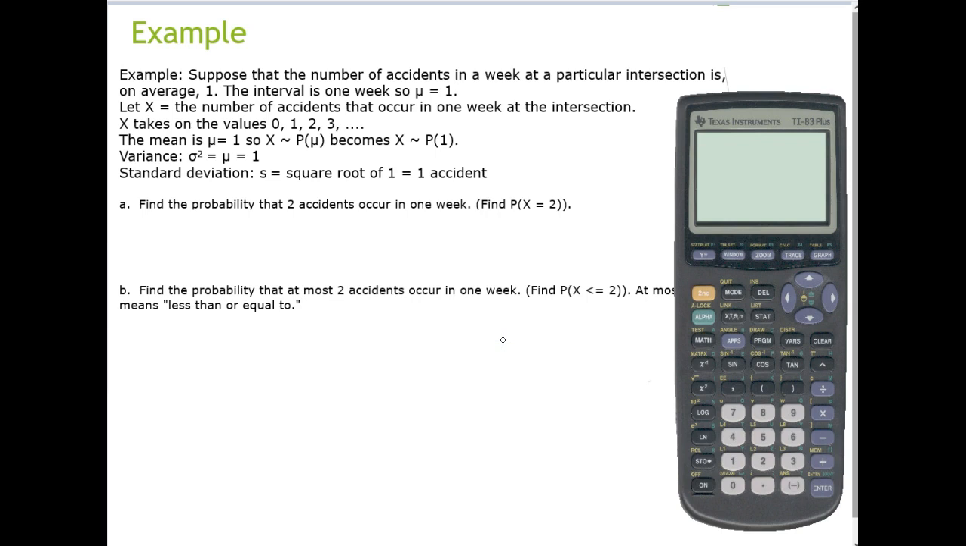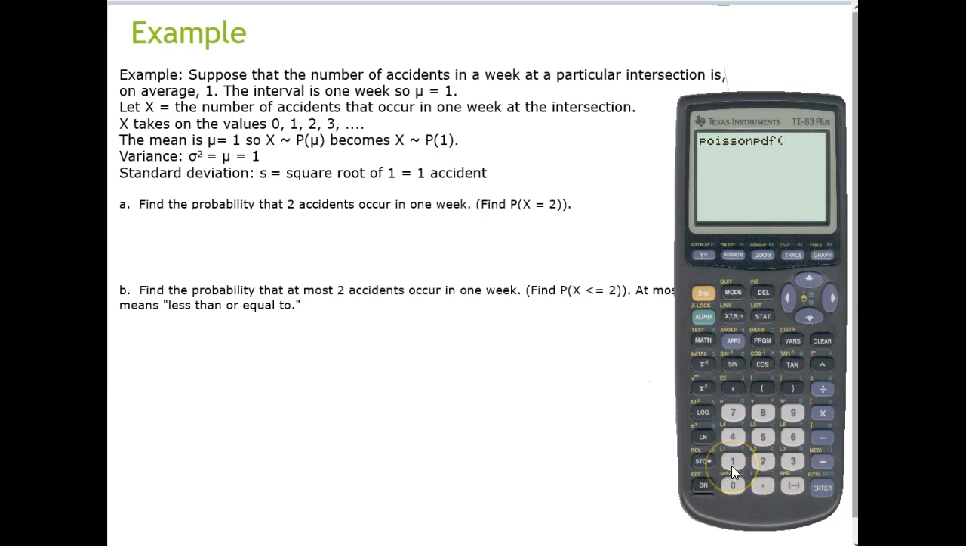So we are going to find the probability that 2 accidents occur in 1 week. This means that we are finding the probability of the random variable equal to 2. So let's go ahead and do this in our calculator. We are going to hit second and then go to distribution. We're going to go down and find the Poisson PDF and use that, hit enter.